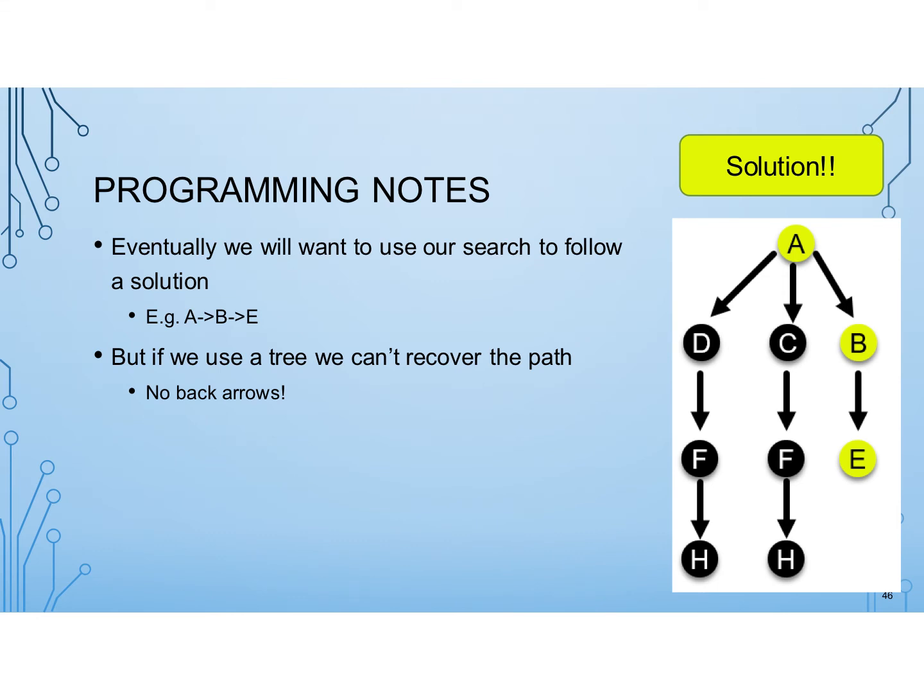But when you're actually writing code, what we want is, when we find a solution to our problem, for example, in this case, my solution is the path A to B to E, to be able to tell someone, all right, go from A to B to E. But if we're using a tree, there's no back arrows. So it's great. We've traveled all the way down here, but we can't get back up again. So let's talk about how you can actually implement this.